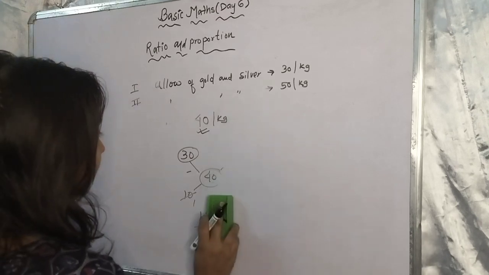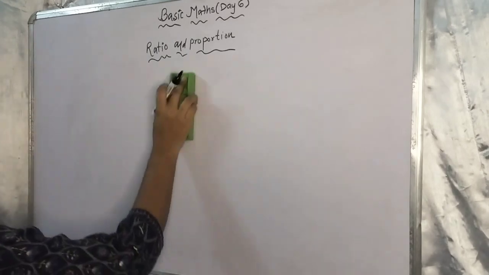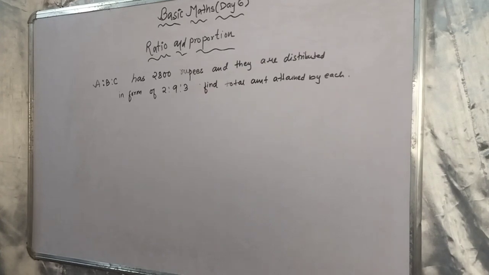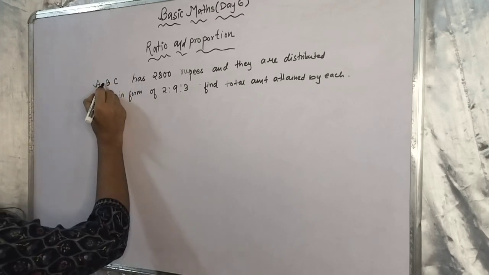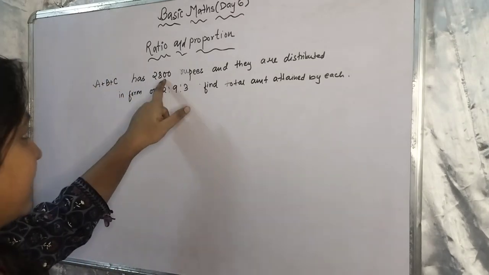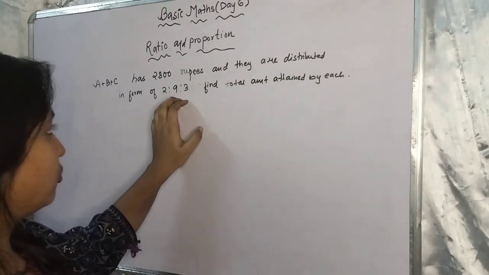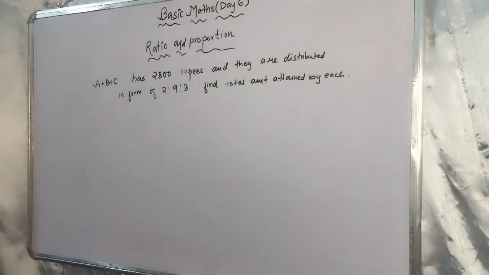Now moving on to another type of question. See, we have another question: A, B and C have 2800 rupees, and it is distributed in the ratio 2:9:3. Find the total amount attained by each.